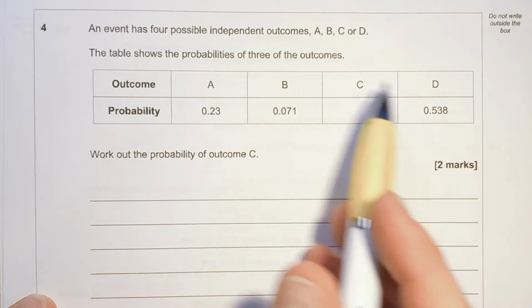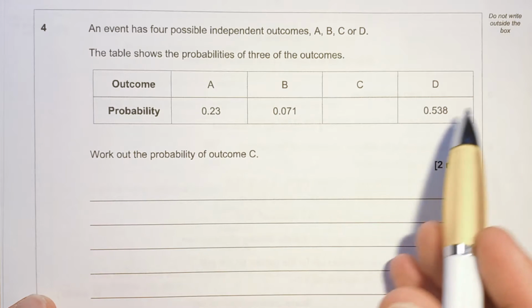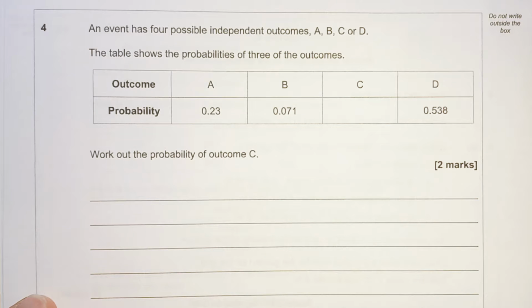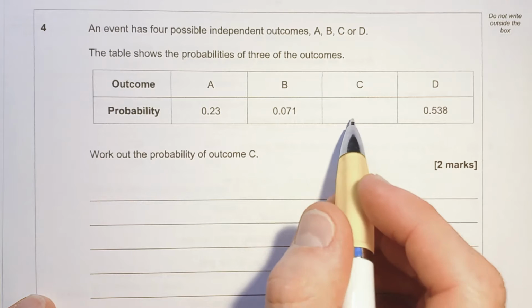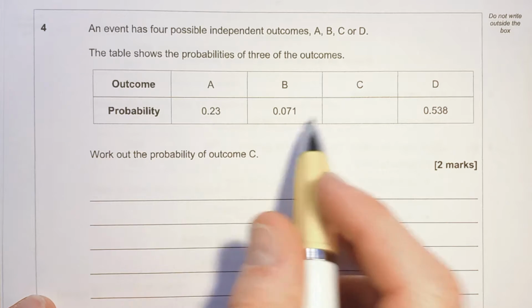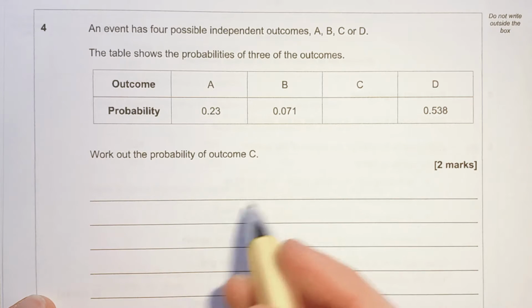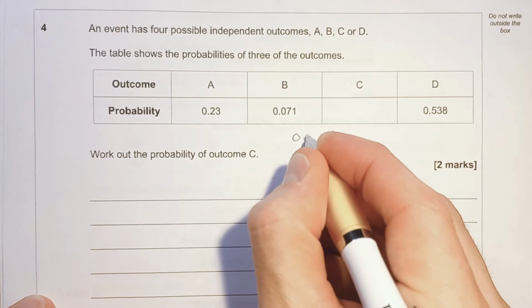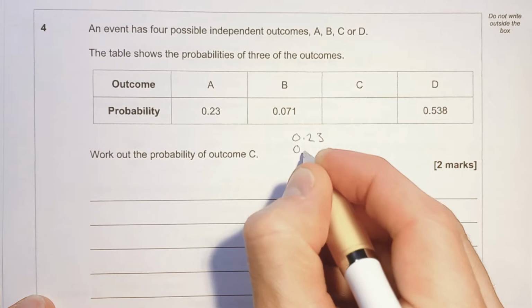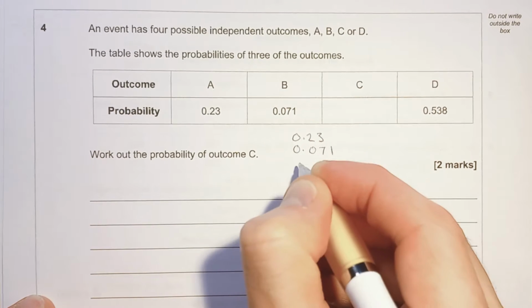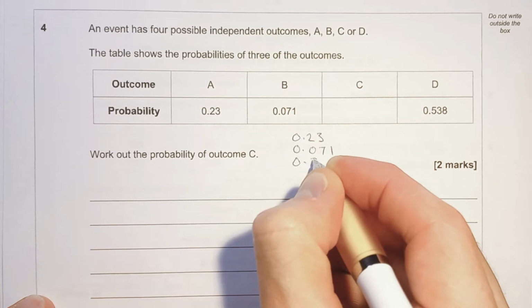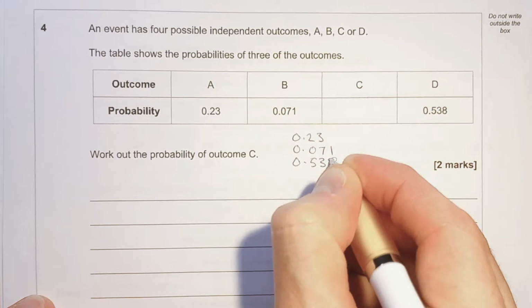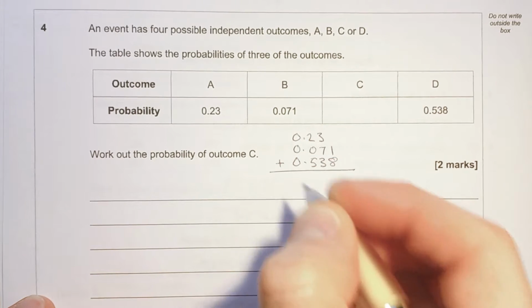Well, if there's only 4 possible outcomes, the total of all of those outcomes has to add up to 1, because that would be like 100%. So if we want to know what C is, we can add up the others, take them away from 1, and that will be our answer. So we want 0.23, 0.071, and 0.538, and add them all together.